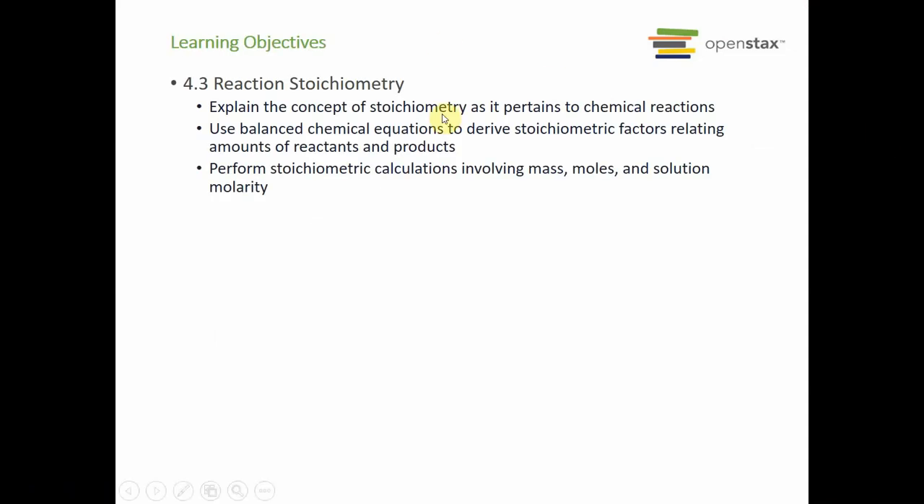Hello class. We're going to continue with chapter 4, and we're going to discuss reaction stoichiometry. Stoichiometry is the coefficients that appear in a balanced equation. So sometimes you have 1 mole of something going to 2 moles of something else, and so we need to take account of that, and that's called stoichiometry.